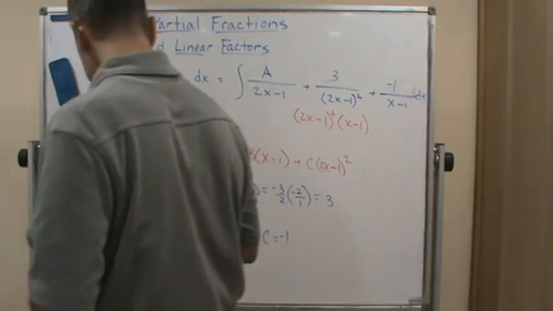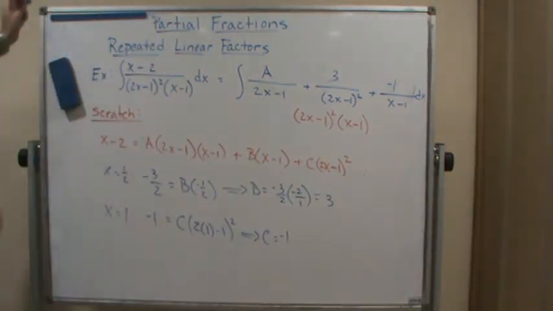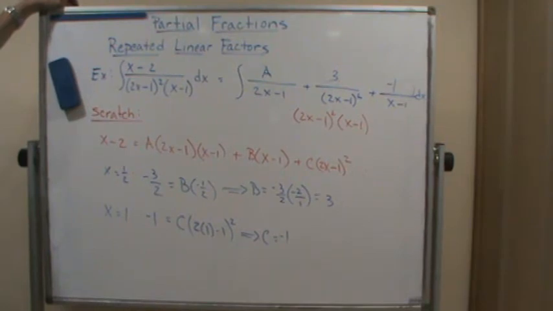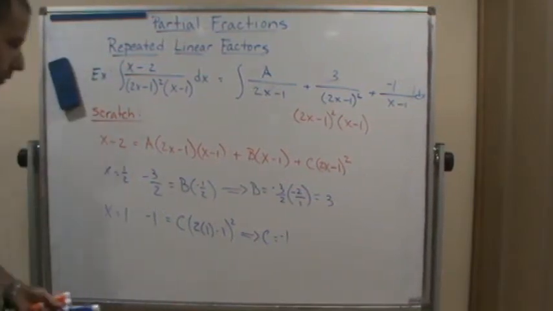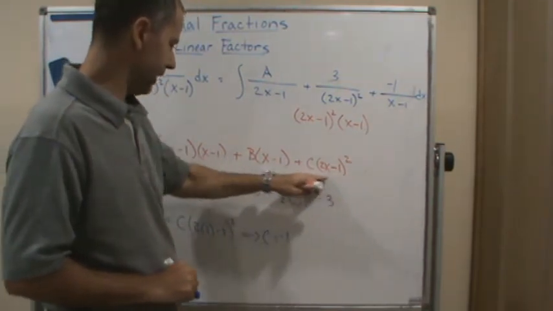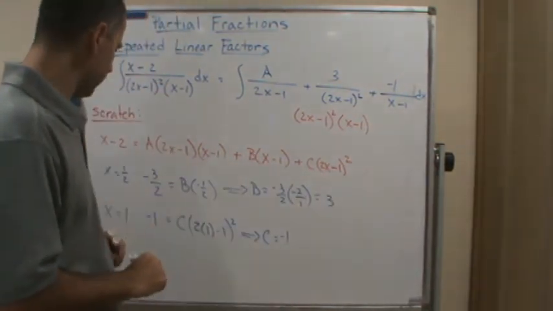Okay, now, it seems like we may have run out of options, right? Because we used x equals a half and x equals 1. But now we know b and c. So since we know b and c, we can use any value of x and try to solve for a. So let's use something really simple. Let's just choose x equal to 0. So we can plug in b and c here, use a value of x that makes this very easy to work with, and then solve.